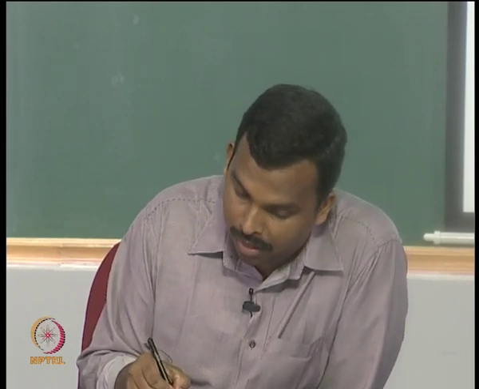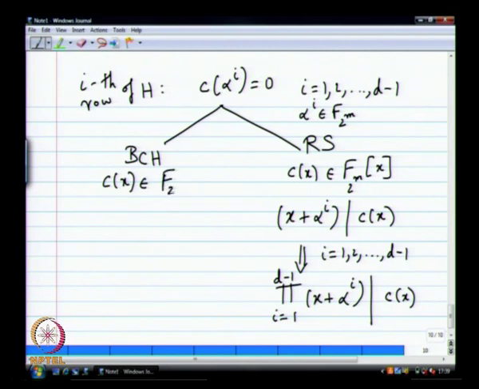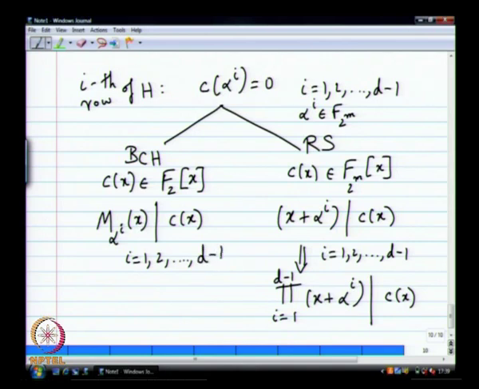So now let us do the same thing for BCH. Here something interesting happens. What happens in BCH? C of x belongs to what? F2[x]. So, the coefficients are binary and the roots are from F 2 power m. So now you can use your knowledge of minimal polynomials and conjugates. Not only will alpha power i be a root, what else will also be a root? Alpha power 2i, alpha power 4i, alpha power 8i, all those things will also be roots. So just because C of alpha power i is 0, I know what polynomial divides C of x? M alpha power i of x divides C of x, for i equals 1, 2, so on till d minus 1.